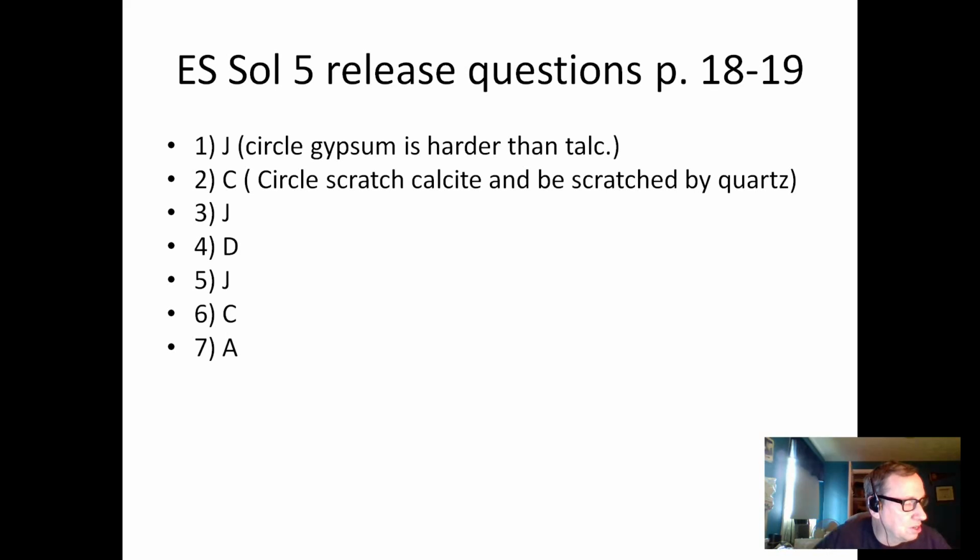Which mineral is easily identified by smell? The answer is J, sulfur. What mineral is known as fool's gold? The answer is pyrite. We've been over that.